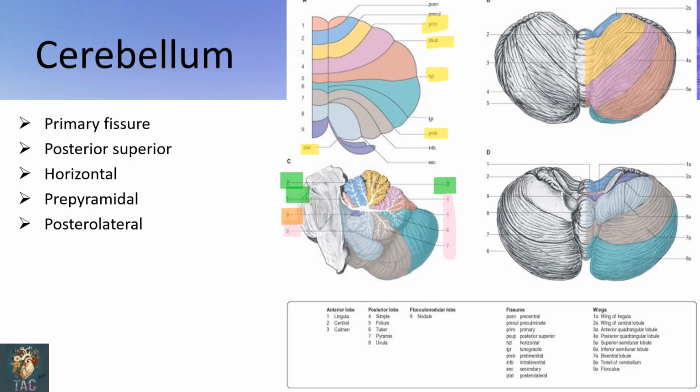So these are the different parts, the different notches, the different fissures, the different lobes of the cerebellum and its gross features.